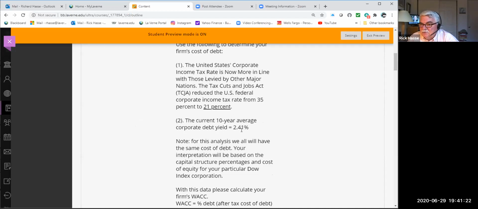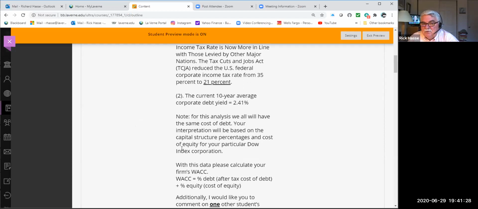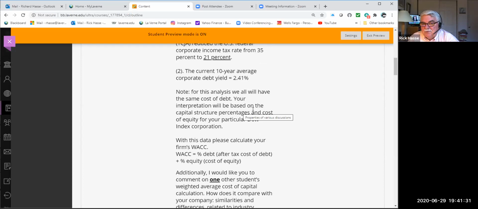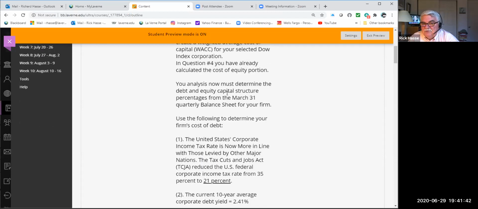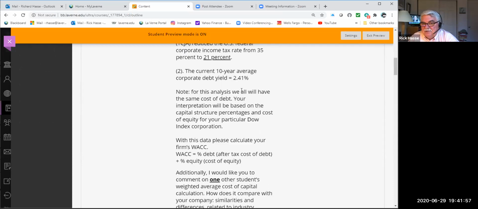You should be able to get that. Now for this assignment, we will have the same cost of debt. Your analysis will be based on the capital structure percentages and the cost of equity for your particular Dow Index corporation. So now you're going to put these numbers together. You're going to determine the percentages of debt and equity for your particular company as of March 31. It can't be December 31st because I'm going to be looking at the March 31 balance sheets of your companies. Your tax rate is 21%. Your debt rate is 2.41%. Your cost of equity, you've already calculated in question number 4.